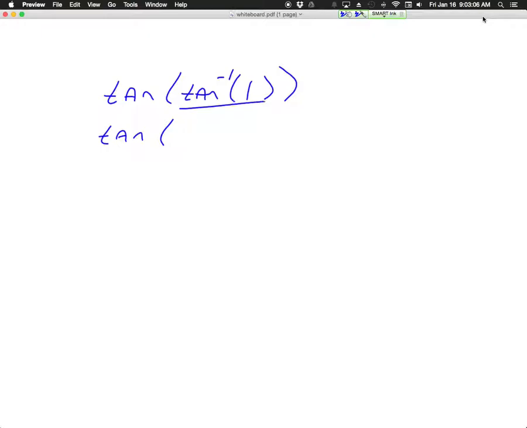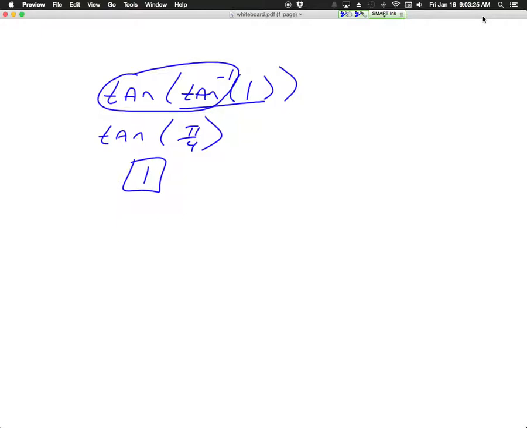So the inside part is equal to pi over 4, and then what's tangent of pi over 4? 1. Does anybody notice anything there? Yeah, the combination of those two cancels out.